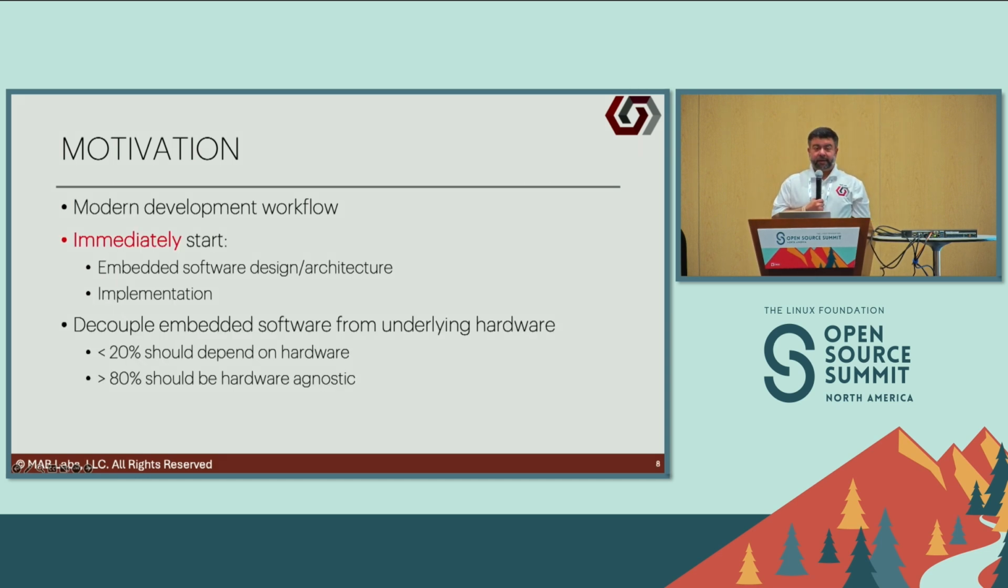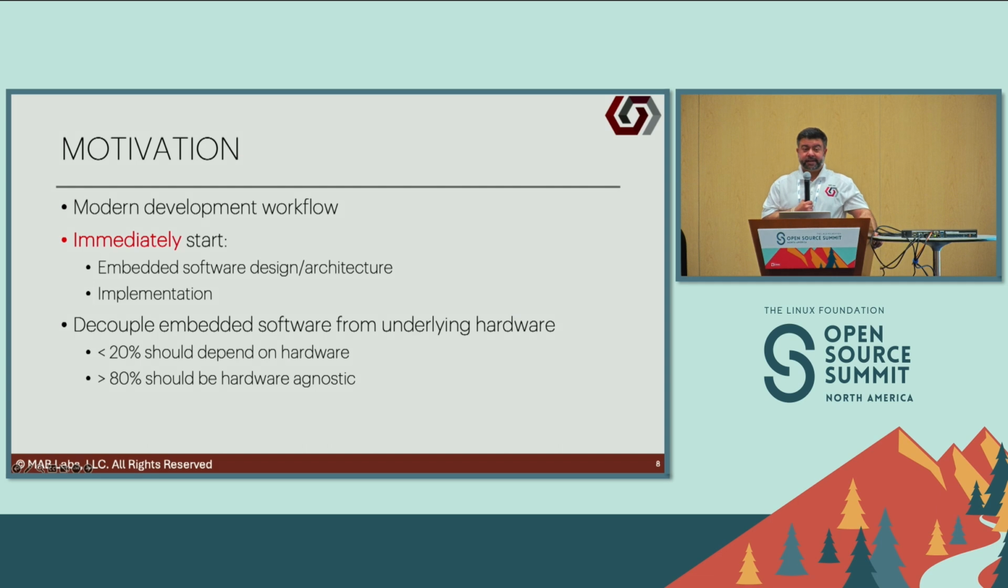So there have been a fair bit of developments recently in the embedded software landscape. We should be encouraging others to adopt a more modern development workflow. We should immediately start thinking about designing our embedded software, assuming that the hardware is not ready. How much can we abstract out the hardware as much as possible so that we can focus immediately on the architecture, design, and ideally implementation of the embedded software that's not necessarily tied to the underlying hardware?